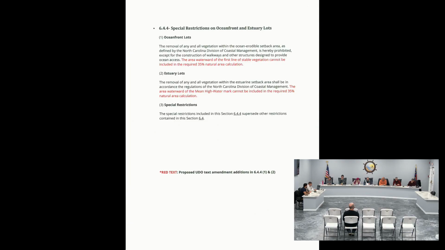The purpose of the ordinance amendment is to amend the UDO text to assist in clarifying natural area for oceanfront and estuary lots, and what is currently being practiced by town staff. It's kind of small on your screen up there, but basically that would be the section that we would add the text. It's in red up there if you don't have your packet with you. Under oceanfront lots, it says the area waterward of the first line of stable vegetation cannot be included in the required 35% natural area calculation. And under number 2, estuary lots, it says the area waterward of the mean high water mark cannot be included in the required 35% natural area calculation.